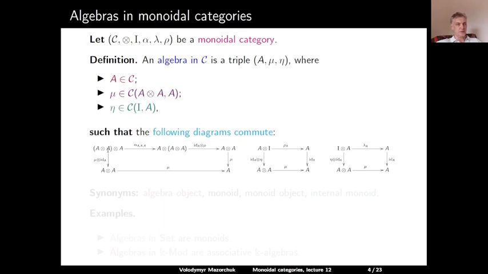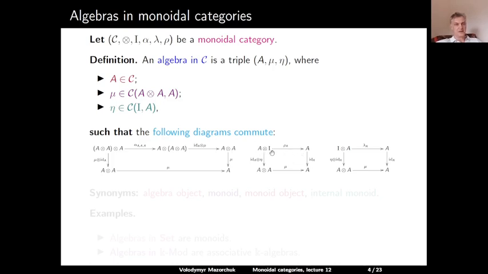We apply mu to the first two arguments. We go to A tensor A. We apply mu, we end up in A. Alternatively, we rearrange the bracket, apply mu to the second and the third arguments, and then apply mu. So this diagram should commute. It represents the associativity of mu. And then we have the left and the right unitality diagrams.